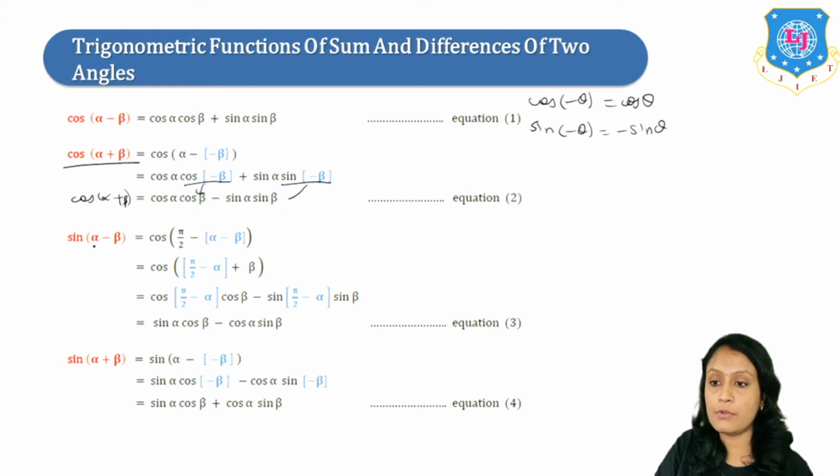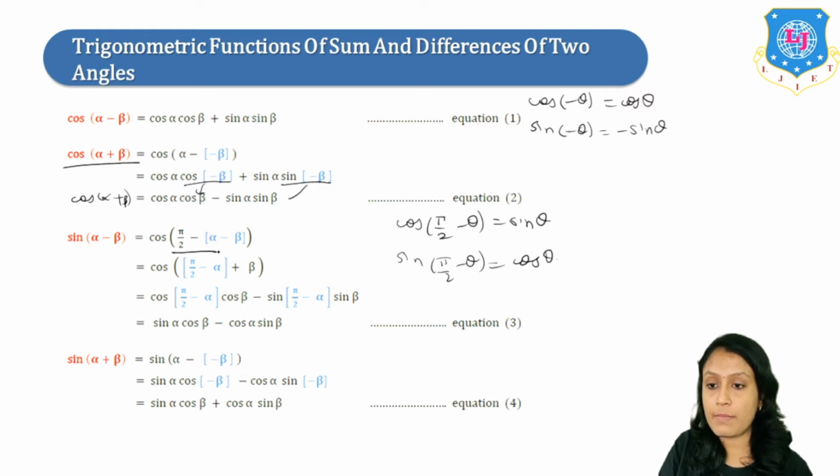Now we'll derive the formula of sin alpha minus beta. So this can be written as cos of pi by 2 minus alpha minus beta. We know that cos pi by 2 minus theta is sin theta. Also we know that sin pi by 2 minus theta is cos theta. So here our theta is alpha minus beta, and this is written in this form. So we have cos of pi by 2 minus alpha minus beta. We'll rearrange this term. So we will write this pi by 2 minus alpha together, and minus minus plus beta here.